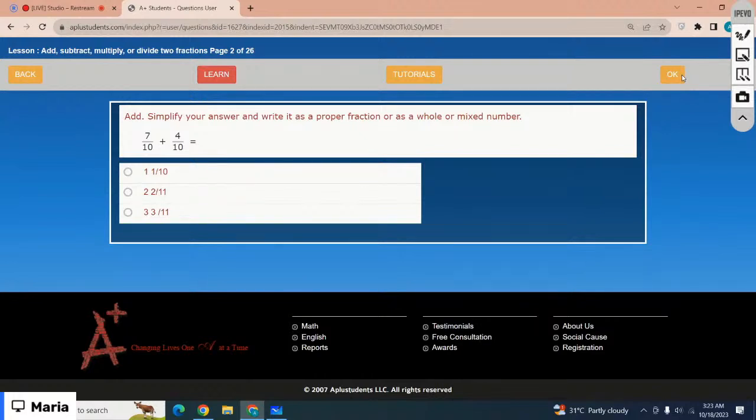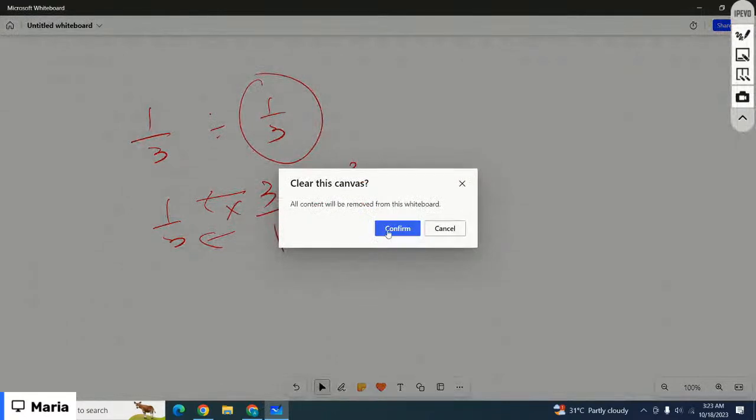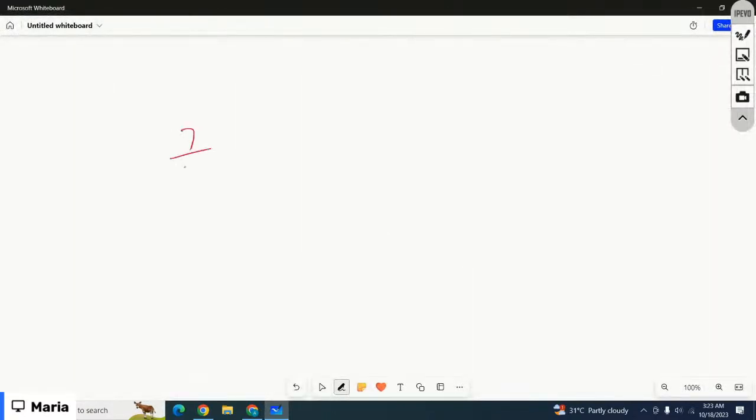They have exactly the same denominator. You simply need to add their numerators, right? 7 over 10 plus 4 over 10. Just recall the addition, subtraction, multiplication, and division of fractions. They have exactly the same denominators. Simply add their numerators. 7 plus 4 is 11 over 10.